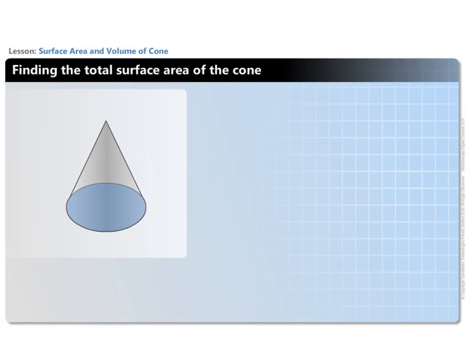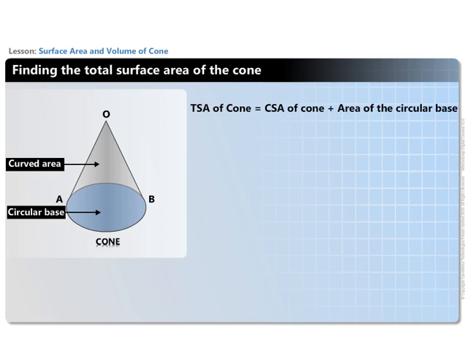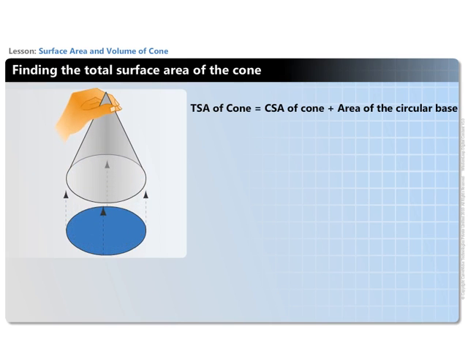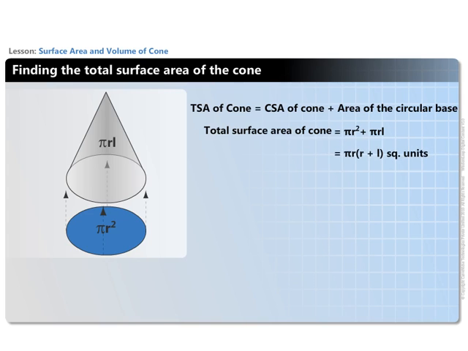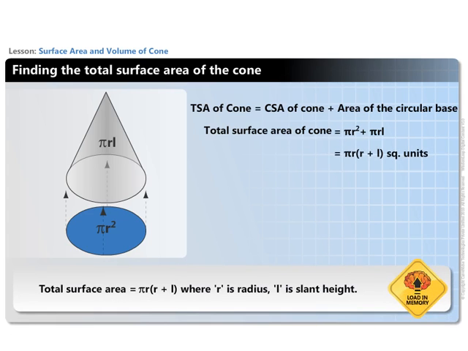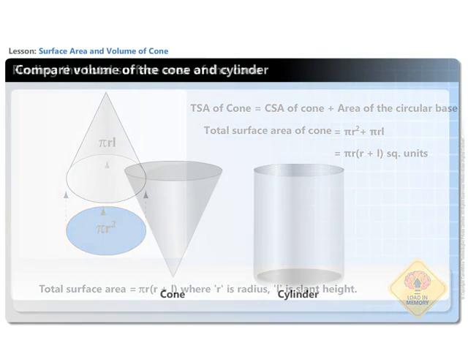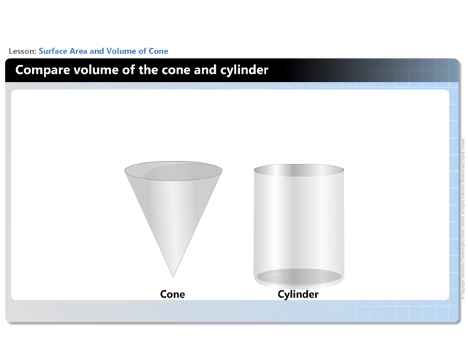Let us find the total surface area of the cap now. The cap, that is the cone, has two parts, the curved area of the cone and the circular base. Total surface area of the cone is equal to the sum of the areas of its curved surface and the area of its circular base. We just found out that the curved surface area of the cone is pi r l, and we know that the area of a circle is pi r square. So, the total surface area of the cone is pi r into (r plus l) square units, where r is the radius and l is the slant height. Now, let us find the amount of substance it can hold.